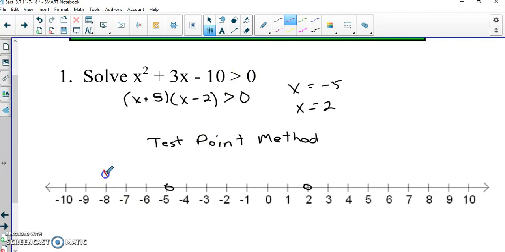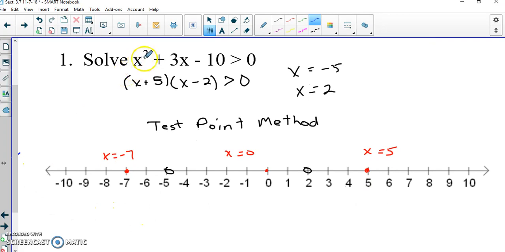And so it's going to be x equals, let's pick negative 7. Let's pick 0. We always want to use 0 if we can. And let's pick 5. Now I'm really only concerned whether it is positive or negative. I do not care what the actual value is. You can plug it into the original formula and see what the value is, but I'm just going to test to see whether it's positive or negative. I'm going to use the factored form. So I'm going to use x plus 5 times x minus 2.